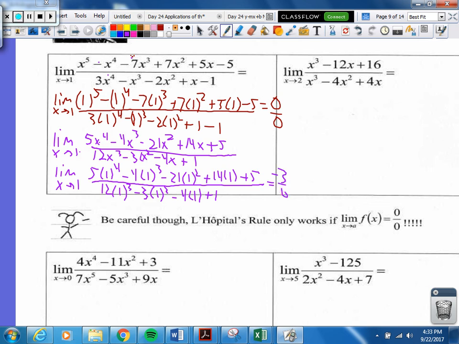Negative 3 over 6, simplified is negative 1/2. Got it. There you go.